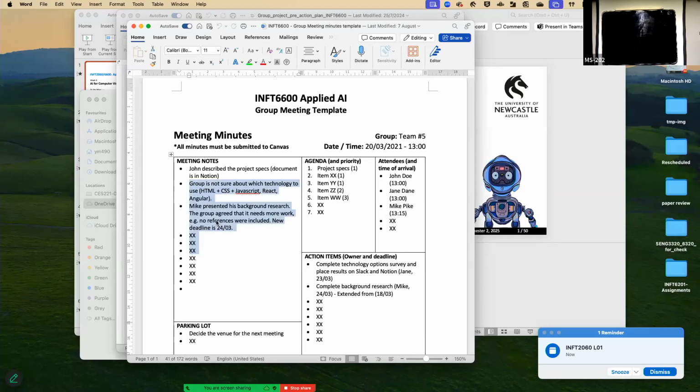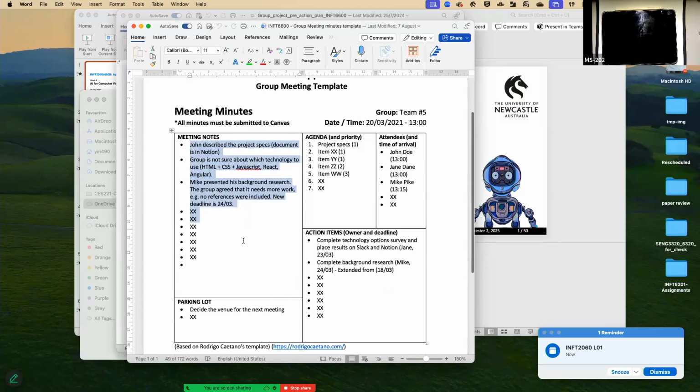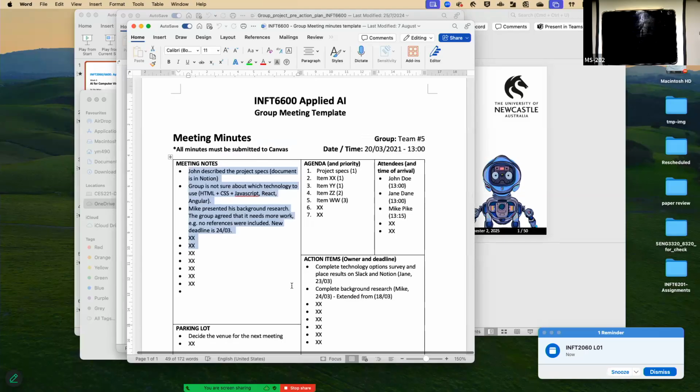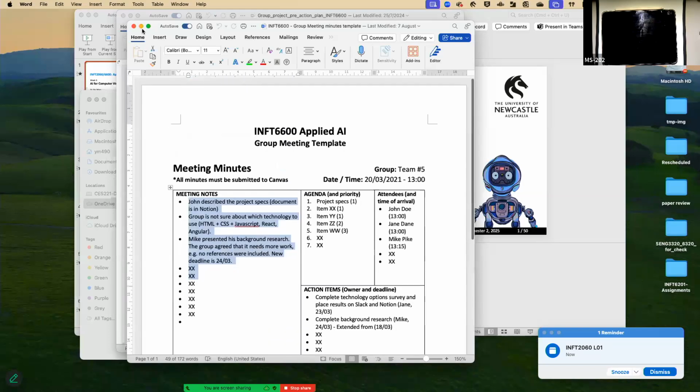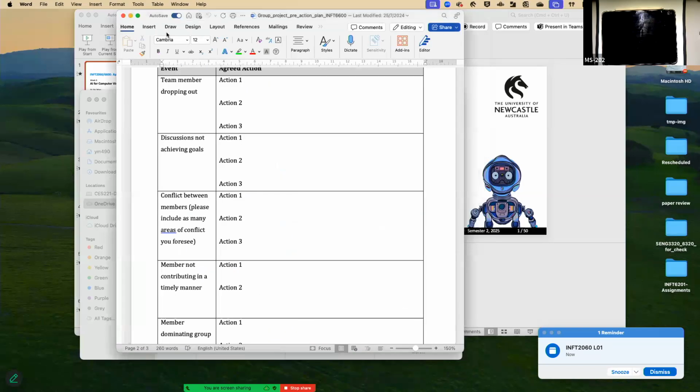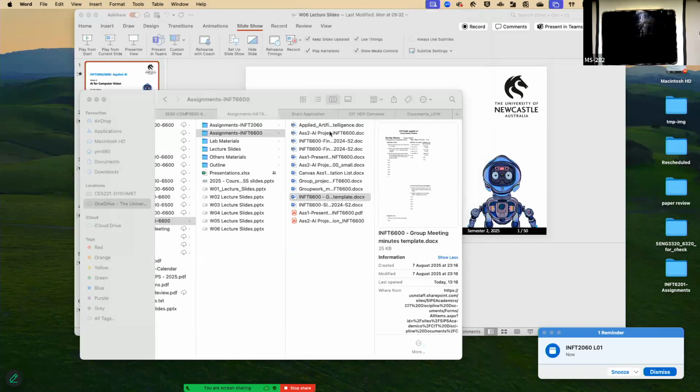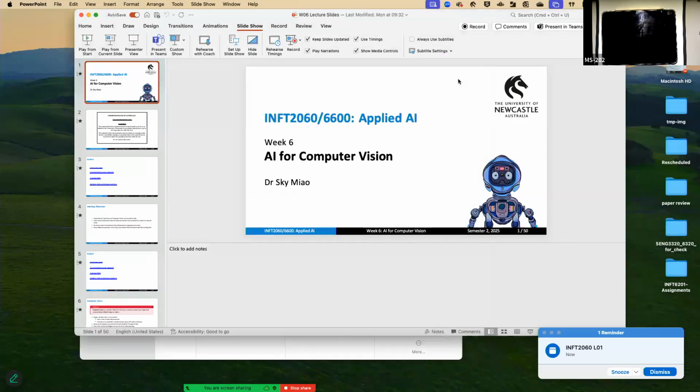So make sure that even if you are not in the meeting, you at least give your progress to the team leader, and the leader needs to make notes here. Parking lot, I actually don't care about this. All right, so that's the group meeting, and that's all for how to manage this group work.